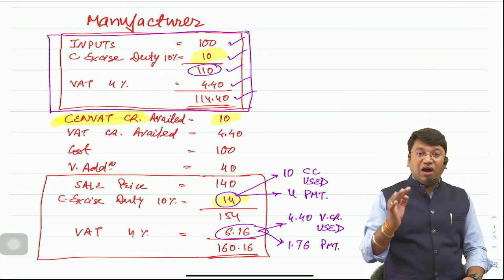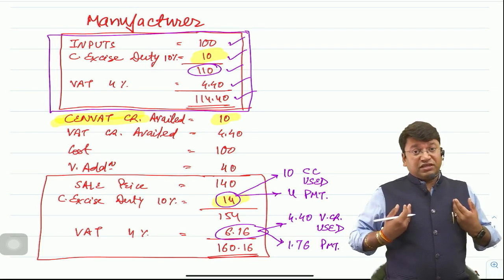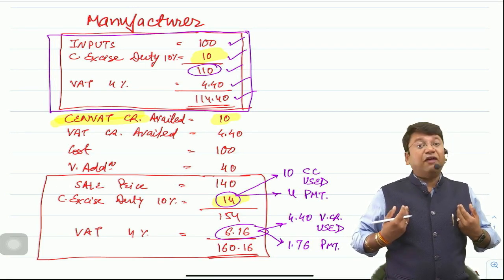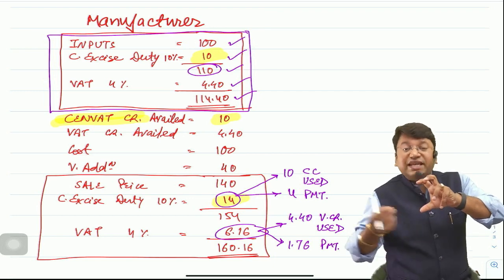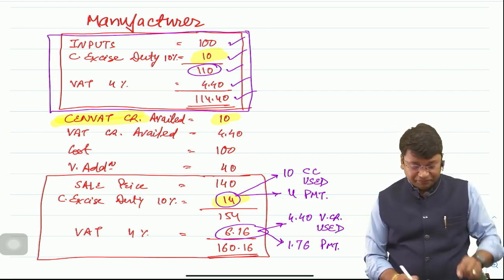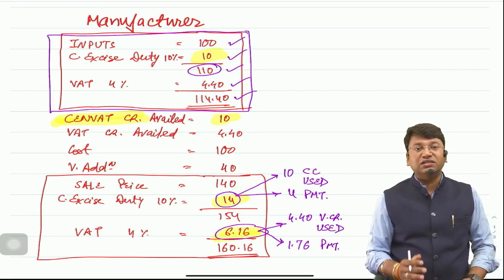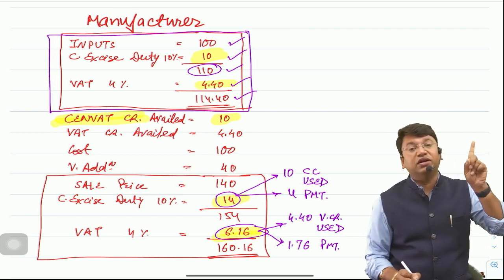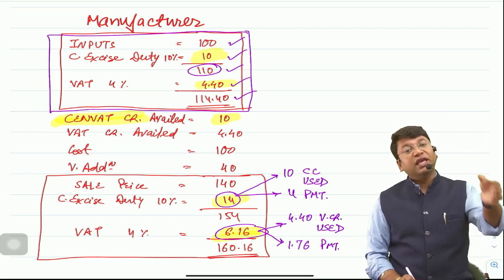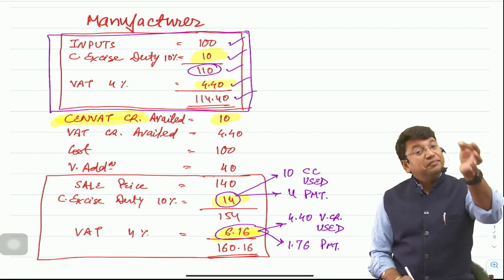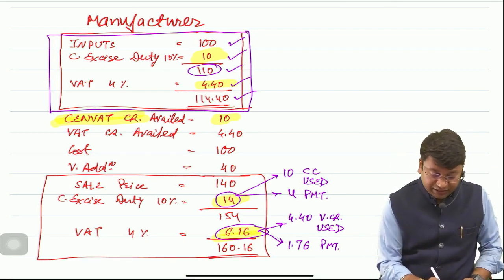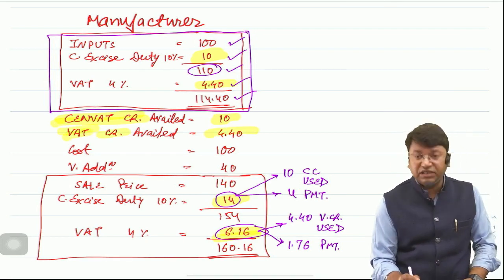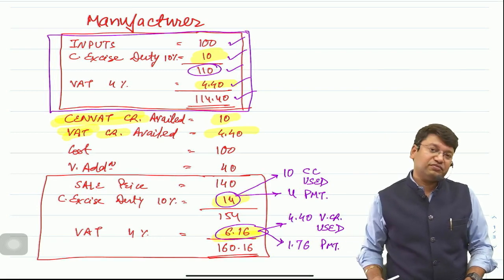Okay. Now the manufacturer who is buying the goods, after manufacturing his output goods, will sell the goods, and on sale of goods again sales tax, VAT will be charged. So whatever VAT he has paid on his purchases, which is 4.4, he will be allowed to claim the input tax credit of that VAT credit. So VAT credit availed was rupees 4.40.